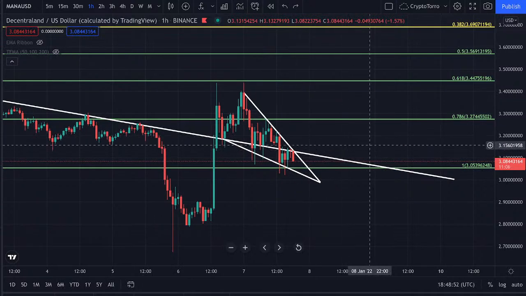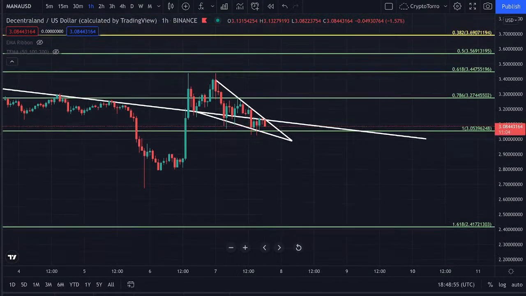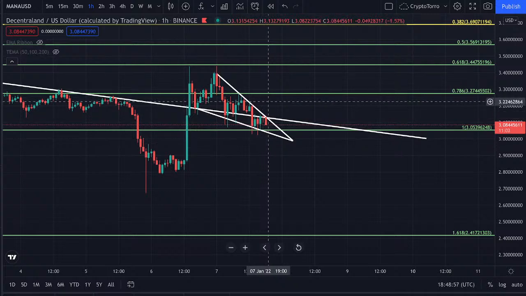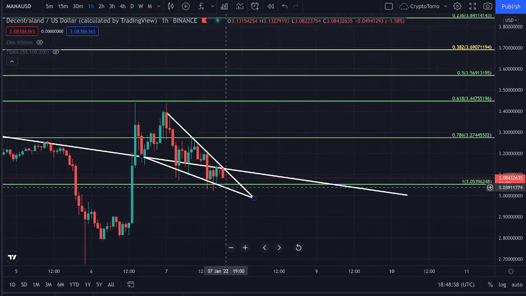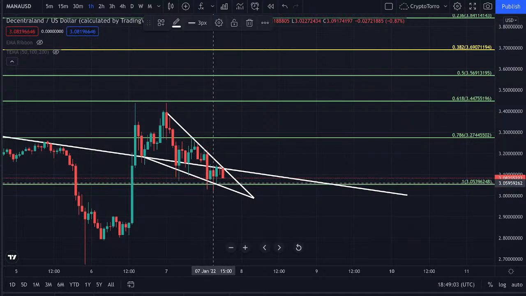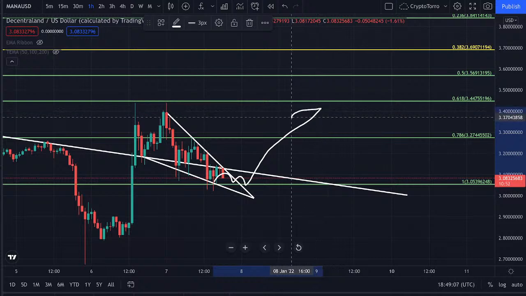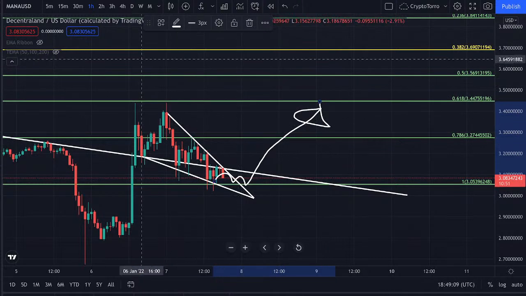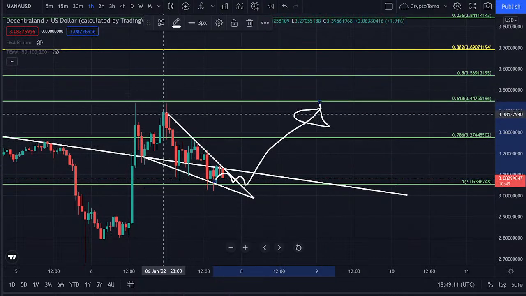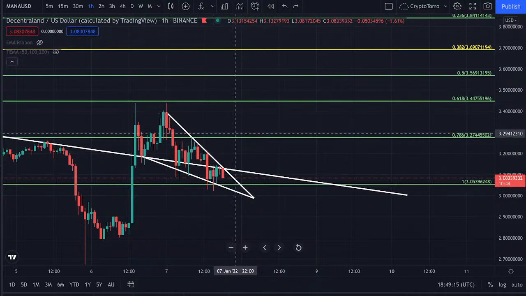This is the reason why I would like to discuss the price action of MANA right away, because it's also possible that we are going to see an increase in price action, breaking out above this descending resistance of the falling wedge pattern, and heading all the way towards the beginning of this pattern at approximately $3.38. So those are the possibilities.